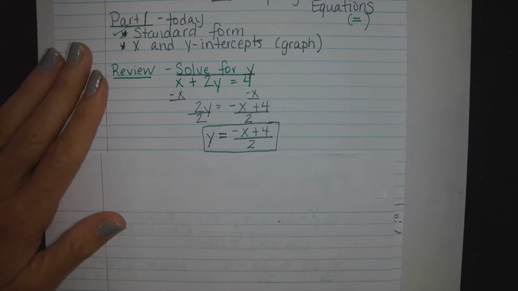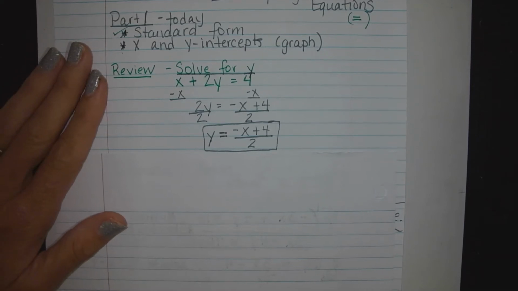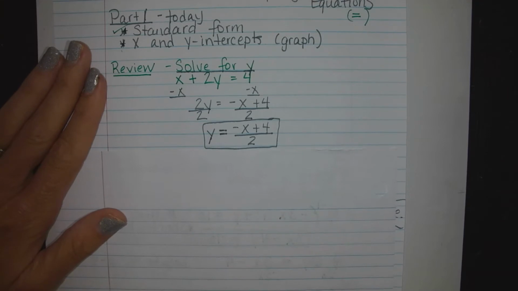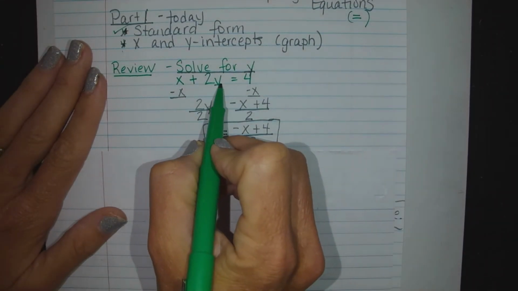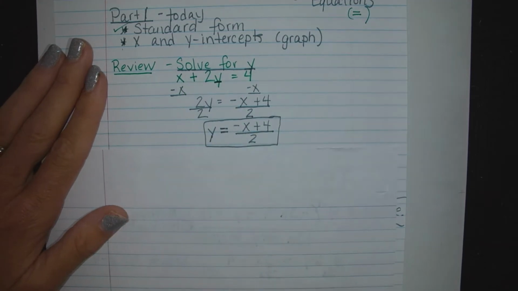Would you also do 4 minus X? How did you know you're supposed to get rid of X or subtract X? Because I need y by itself, so I need to move anything that's on that side.